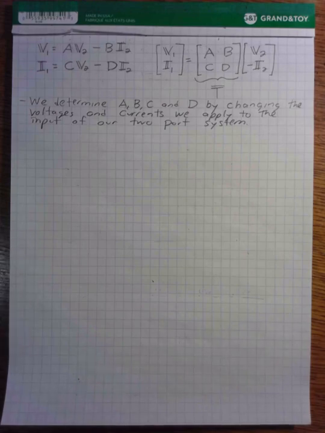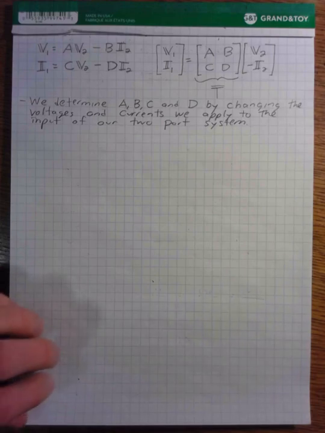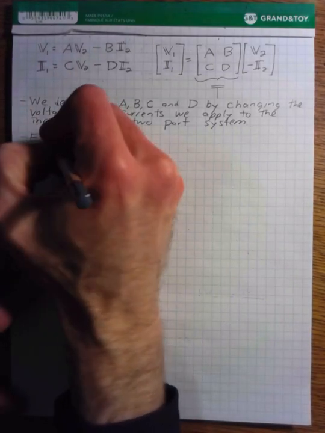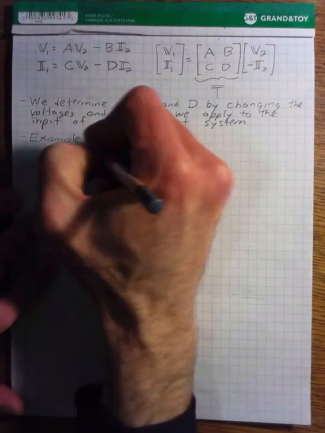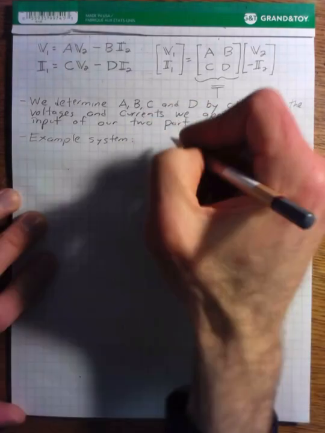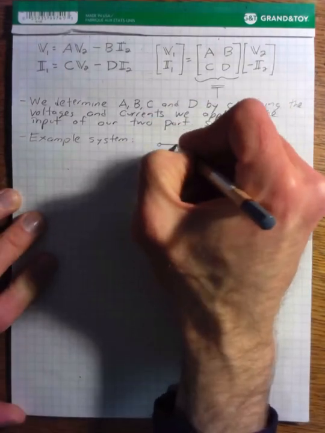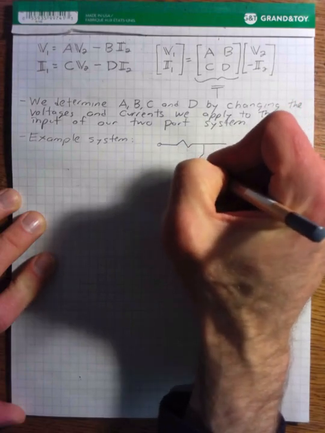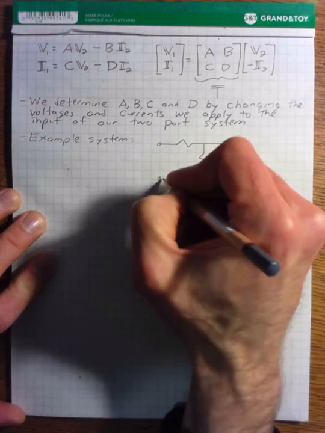I'm going to show how we solve for A, for example, using analysis. But then I'm also going to draw a picture to show you how you would actually characterize A in the lab. And to help us with this, we're going to work with an example network, or an example 2-port system. And our 2-port system is basically just going to consist of 3 resistors hooked up in kind of a T network.